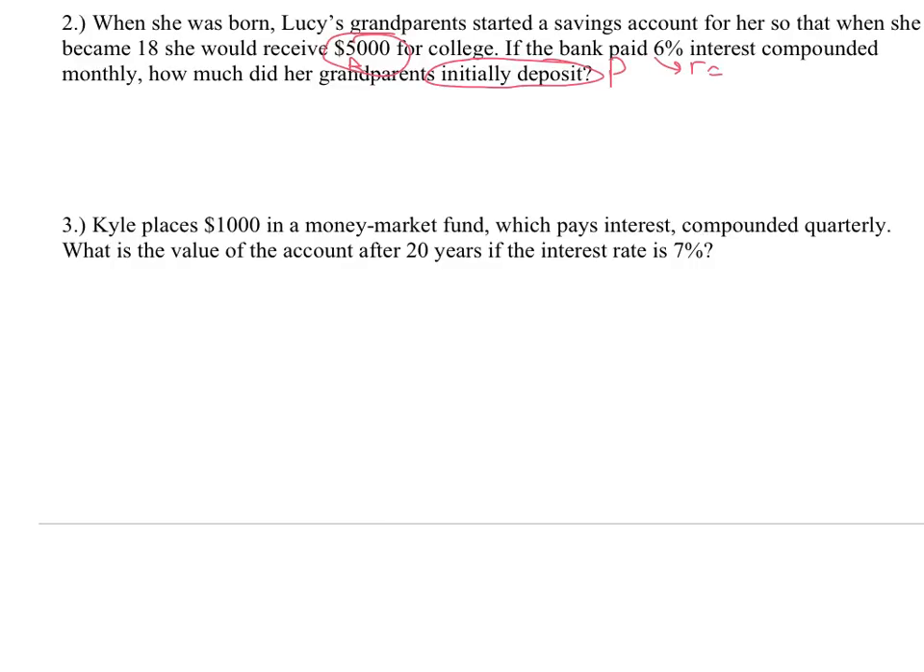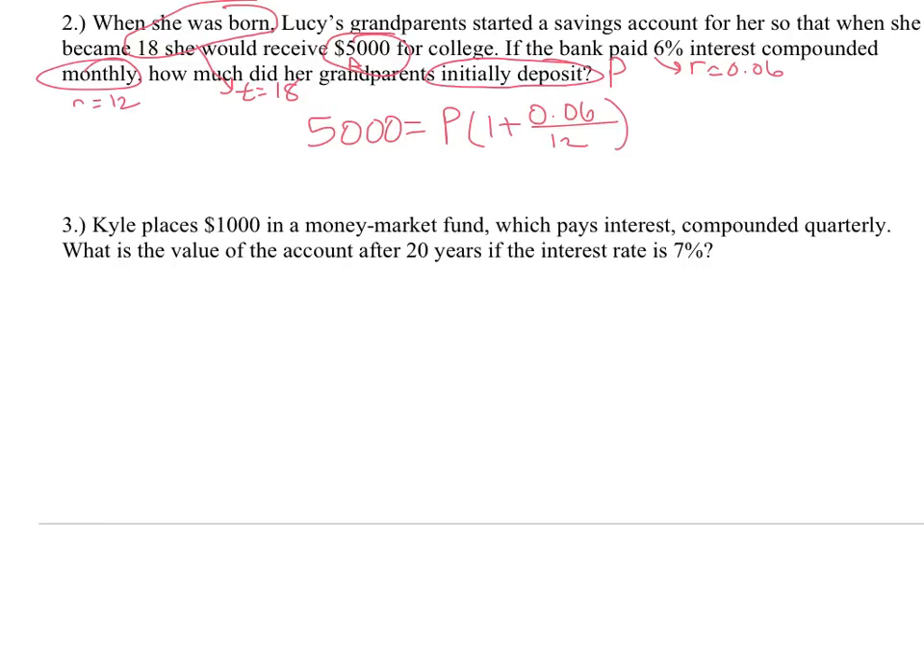6%, again, as a decimal, we divide by 100, it's 0.06. Compounded monthly means n equals 12. They created it when she was born, and when she was 18, she received the $5,000, so that means that the time is 18. So her total amount is 5,000. We're looking for the principal, times 1 plus that interest rate as a decimal, divided by the number of times it compounded each year, raised to the nt power.